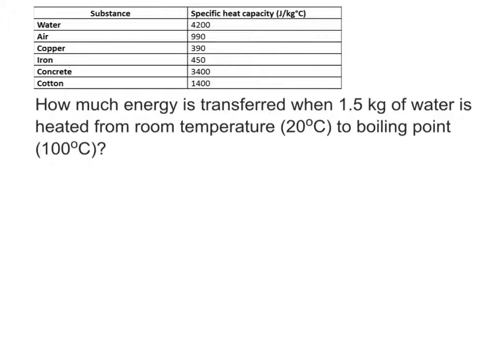Let's have a look at how best to approach a calculation in GCSE Physics. The first thing I want to do is establish what equation to use. There are a list of equations at the beginning of exam papers that you can look at. I have the mass, I have a temperature change, and I have the specific heat capacities.